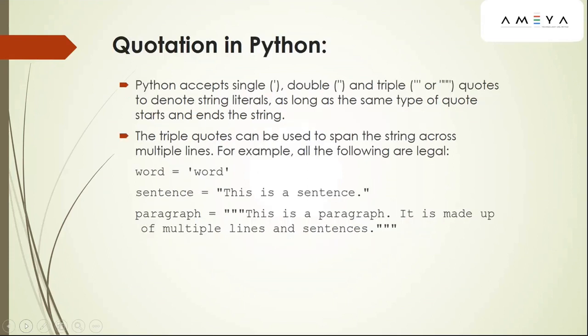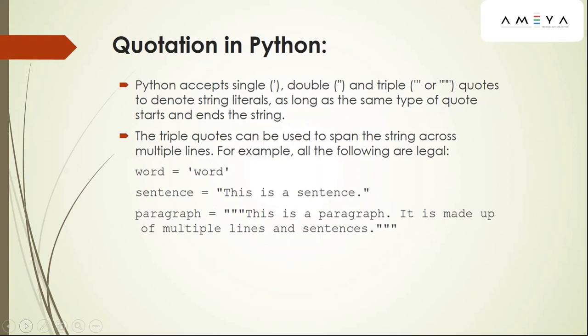Quotation in Python. Python accepts single, double, and triple quotes to denote string literals as long as the same type of quote starts and ends the string. The triple quotes can be used to span the string across multiple lines. For example, all the following are legal.